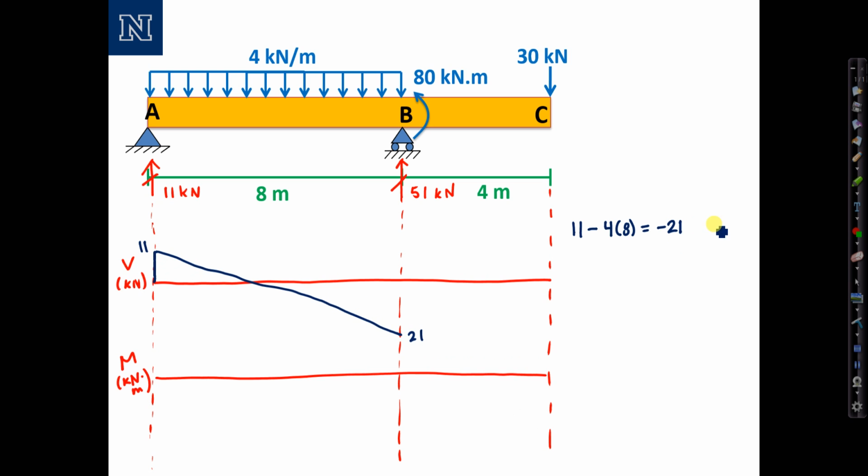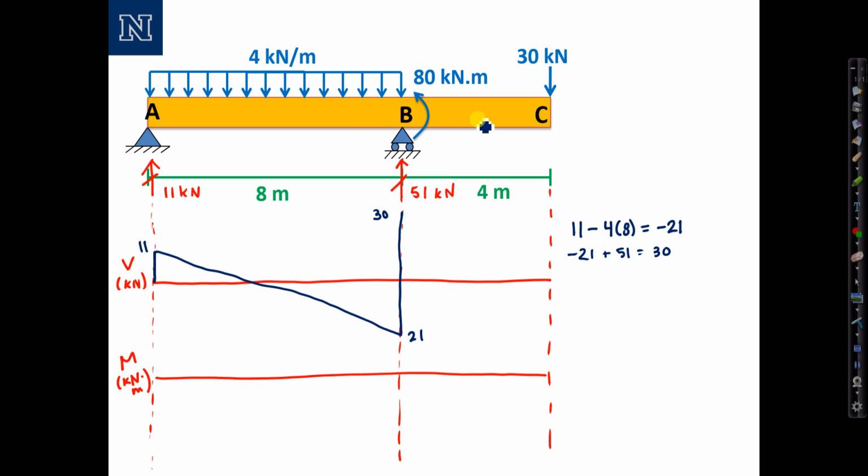And I prefer that you just keep a little running tab of your calculations out to the side. You don't have to include units, just keep track of your calculations. When you reach point B, we have the reaction 51 kilonewtons pointing up, so the shear diagram is going to jump up by 51 kilonewtons. Negative 21 plus 51 equals 30, so it jumps up to 30.